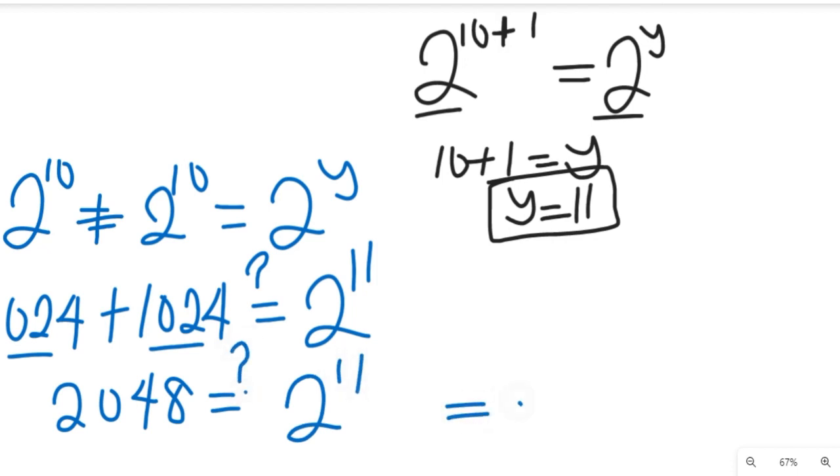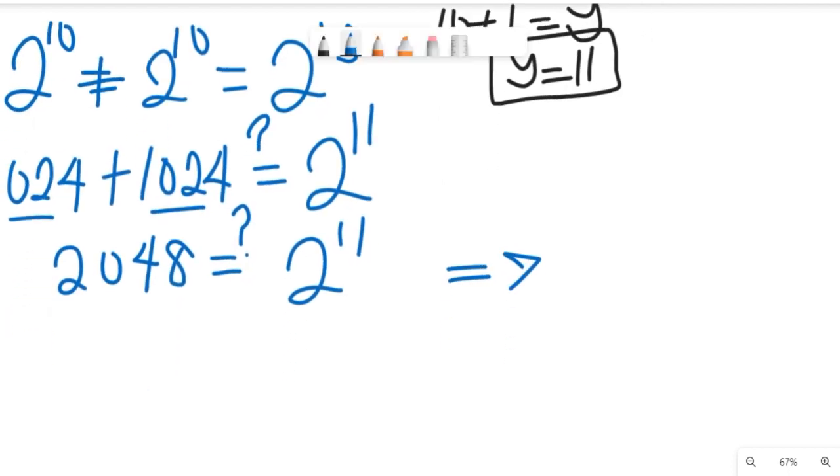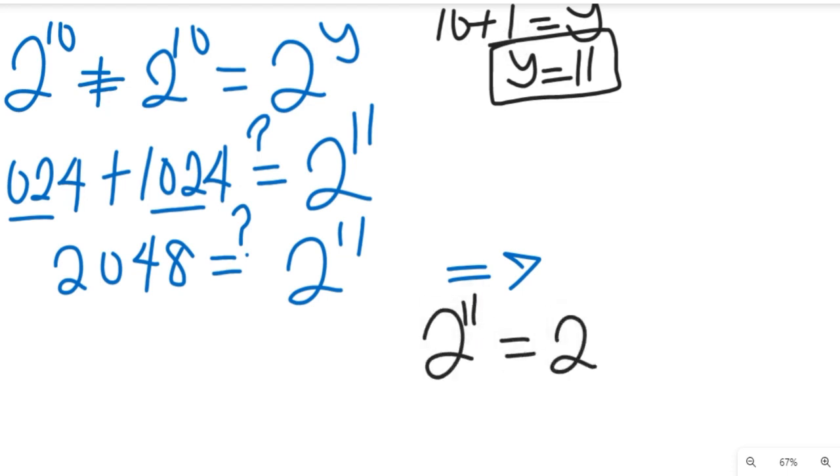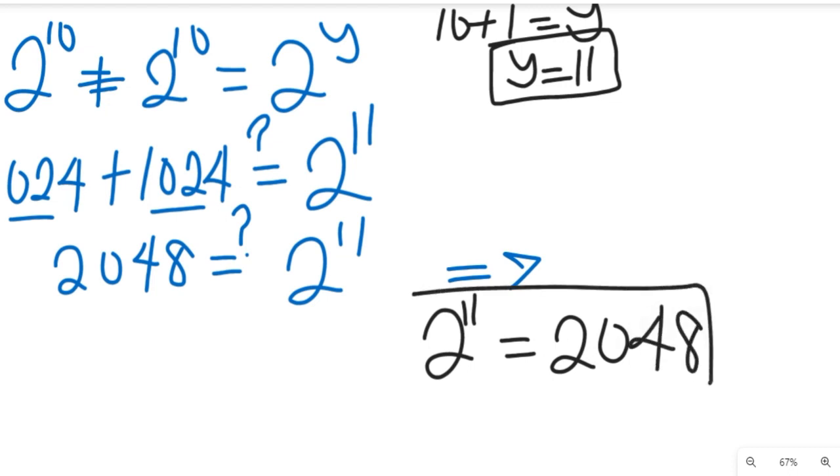Now let's confirm. 2 to the power of 11, let's point our calculator. Voila, that's exactly what we get. So 2 to the power of 11 is equal to 2048. So what does that tell us? That our solution y equal to 11 is perfectly correct for that exponential equation.